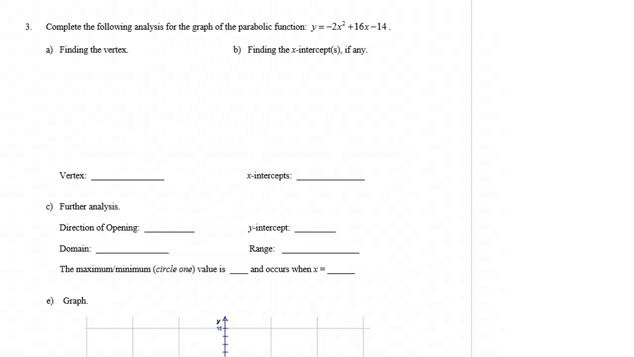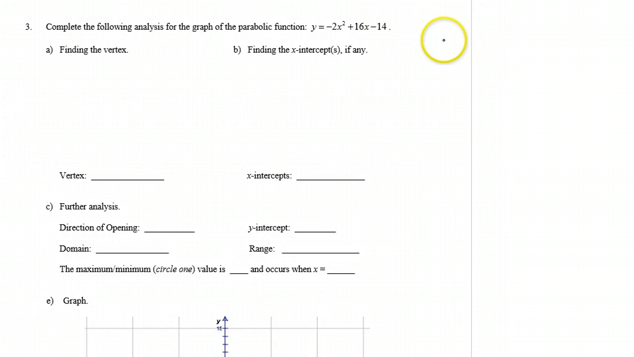Hello, in this video we'll work through this problem here. We're going to complete the following analysis for the graph of the parabolic function y equals negative 2x squared plus 16x minus 14. The first thing I want to do is a little add-on to this question: I'm going to change the form and identify the transformations that are being applied.